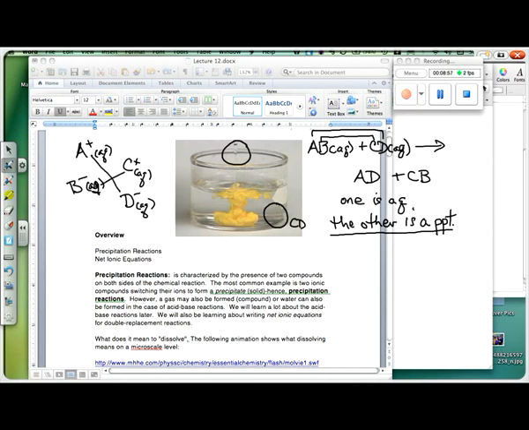So that's what we have shown here in writing our equation. A is now with the other date's partner, and C is with B. The two together, either one is aqueous, the other is precipitate. I know that a reaction is happening here because I am seeing it. When I don't have that capability, I'm going to rely on the solubility rules to tell me whether or not a reaction is happening.